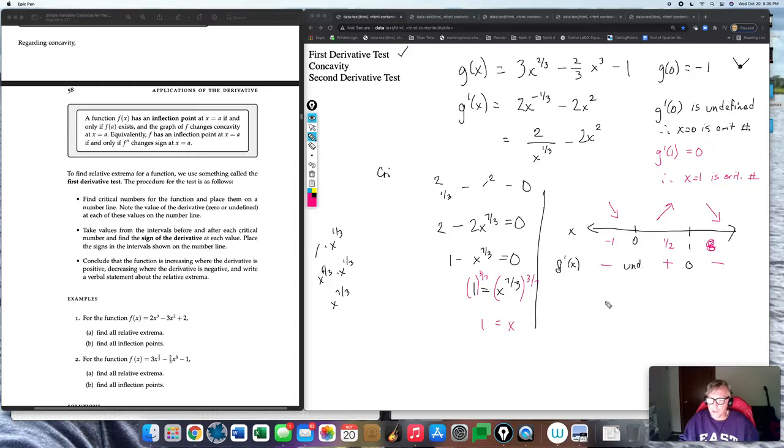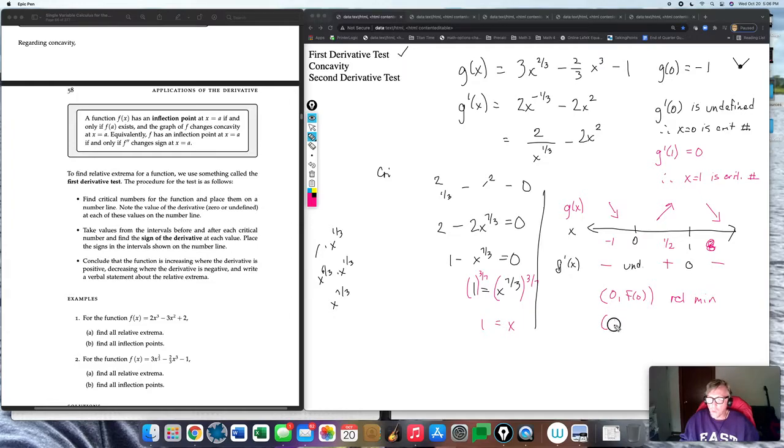So we can say that 0, f of 0 is a relative what? Relative minimum, because the derivative changed from negative to positive, and the function, which I forgot to label up here, is changing from decreasing to increasing.